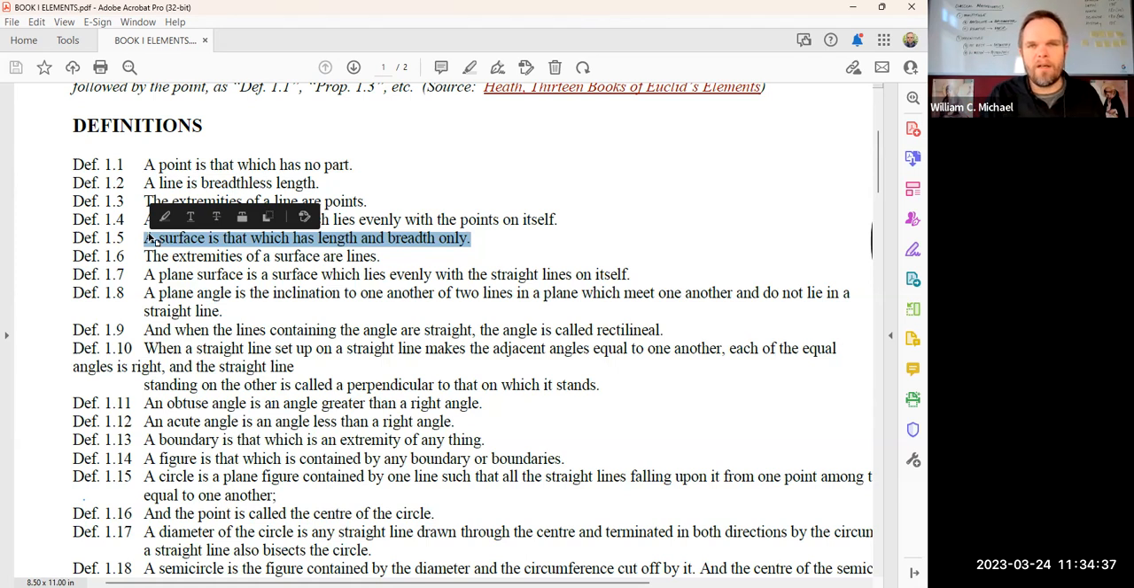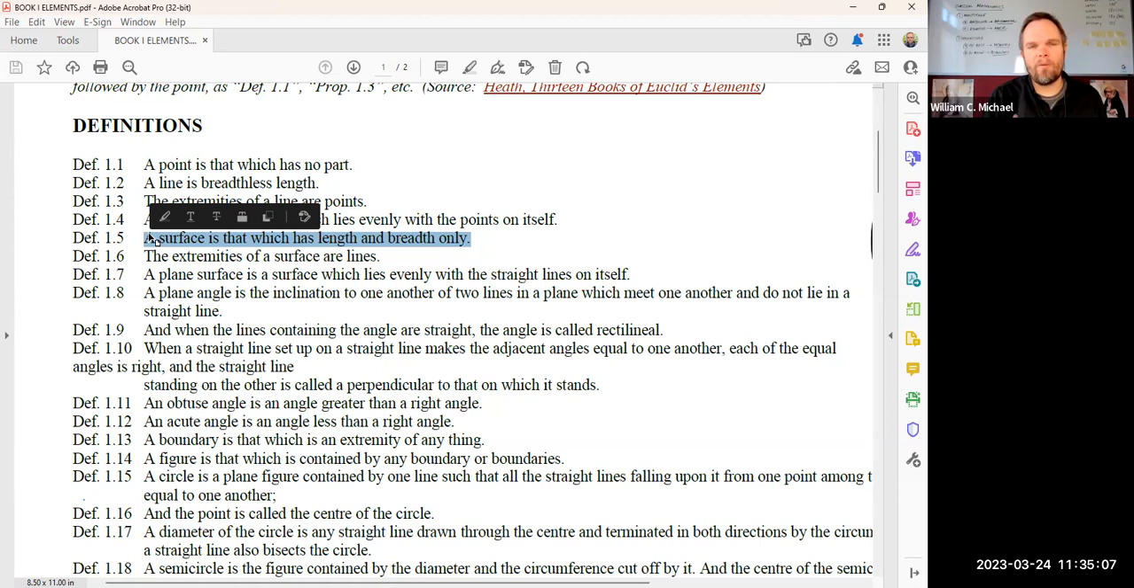As a symbol of a surface, we could think of a sheet of paper, a flat sheet of paper. That's what a surface is. It has length, it has breadth, but it has no depth. And if it has no depth, we can only see it in one direction. We can see it in length and width, but if we were to turn it sideways and look at it from the side, it would be invisible, all right? So it has length and breadth. That's what a surface is.